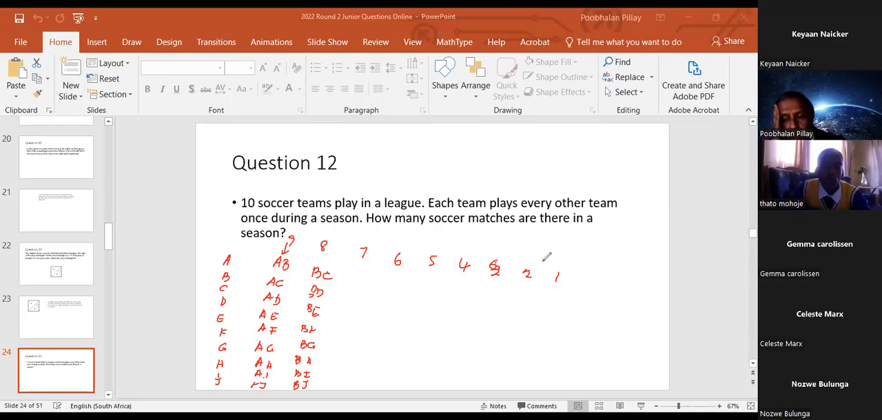So the number of games altogether is you simply have to add all these: 1 plus 2 plus 3 all the way up to 9. That's the number of games. This is a symbol for the number of games. When you add all these numbers, 1 plus 2 plus 3, you'll get 45. Actually, you get 9 times 10 divided by 2. 2 goes into 10 5 times.